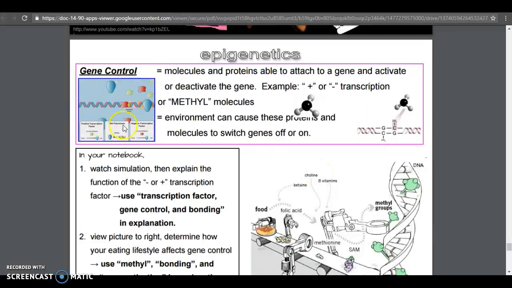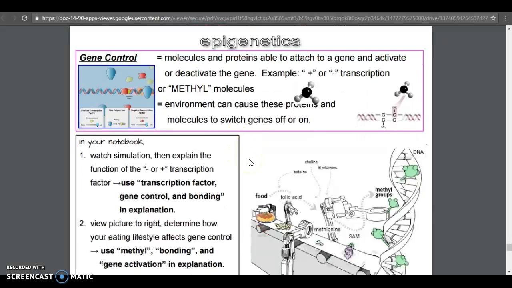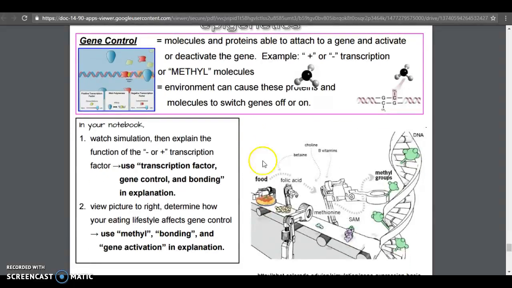And there's an activity that you've done before. These little red and gold things here can literally turn a gene on or off. And what's interesting is that this picture is showing that some of the foods you eat can actually provide some of the molecules that can attach to DNA in certain spots and actually turn a gene on or off. And that could be good or bad, depending on the situation.